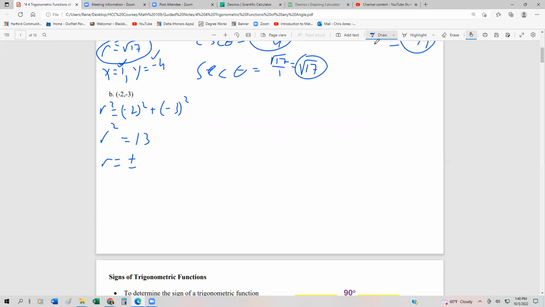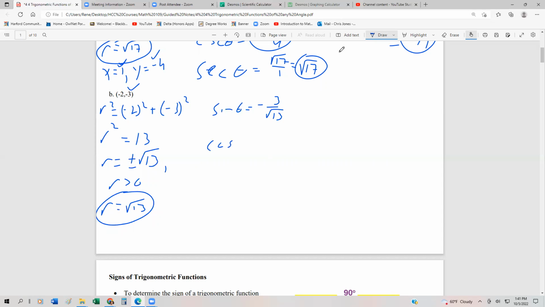Now, technically, it's plus or minus root 13. But remember, r is always greater than 0. So r is going to be the square root of 13. The reason r is greater than 0 is because it's going to be a radius. So remember that the sine of theta is going to be y over r. We know that y is negative 3, and we know that r is root 13. I'm going to rationalize everything in a moment.